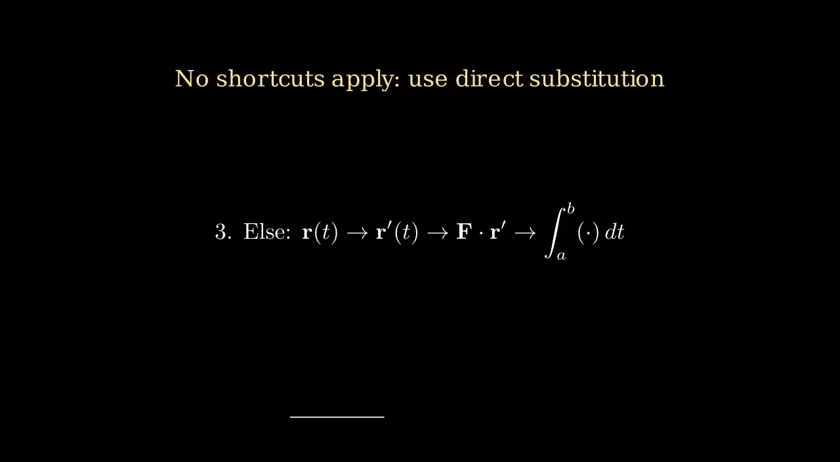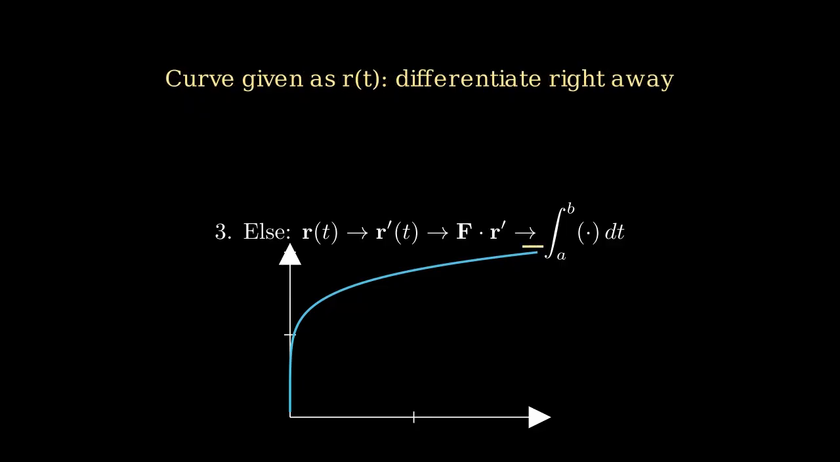Question 1. Direct substitution, no shortcuts available. 5 separate fields and 5 separate curves, none conservative, none closed loops. So direct substitution is genuinely the fastest method here. Pattern to recognize. Whenever the curve is already given as r of t, skip straight to differentiating it. Don't waste time reparametrizing something you're handed for free.